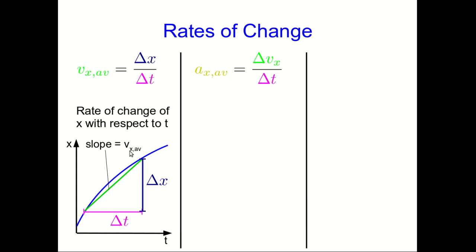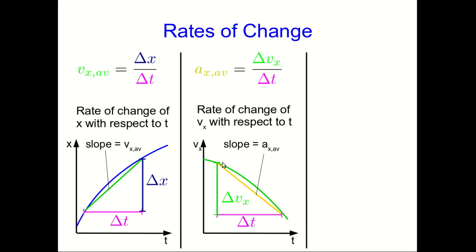Similarly, Ax_av is delta Vx by delta t, so it's a rate of change of Vx with respect to t. For each unit time, how much does the x component of velocity change by? And again, it can be thought of as a slope of a line connecting 2 points on the Vx versus t graph. And because these are both slopes of lines connecting 2 points on the graph, they're average rates of change.